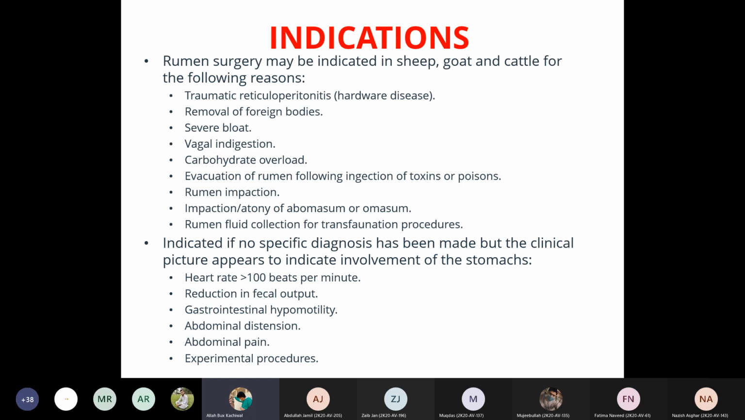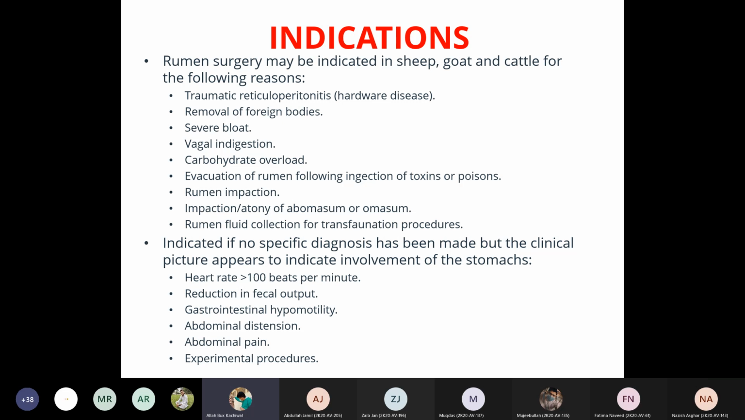It is indicated if no specific diagnosis has been made, but the clinical picture appears to indicate involvement of the stomachs, like a heart rate of 100 beats per minute, a reduction of fecal output or gastrointestinal hypomotility, abdominal distension, abdominal pain, and an experimental procedure that is needed. This is one of the indications.